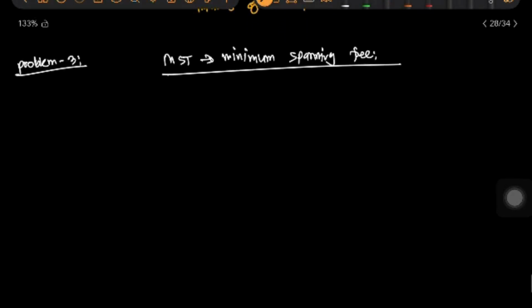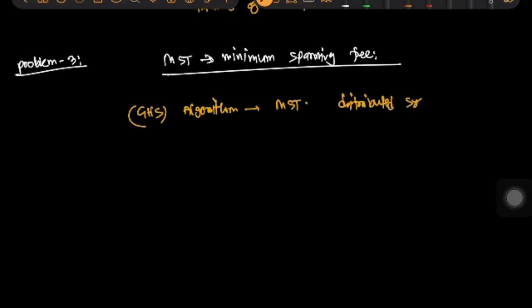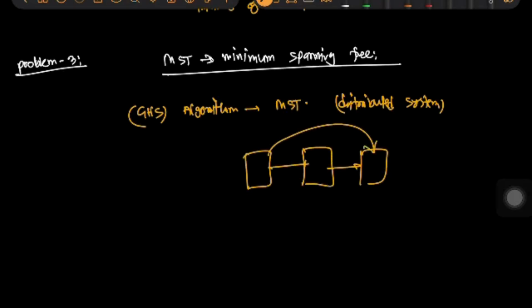Our one algorithm is called the GHS algorithm, which is a famous method for finding an MST in a distributed system, where data is spread across many nodes connected by communication links.